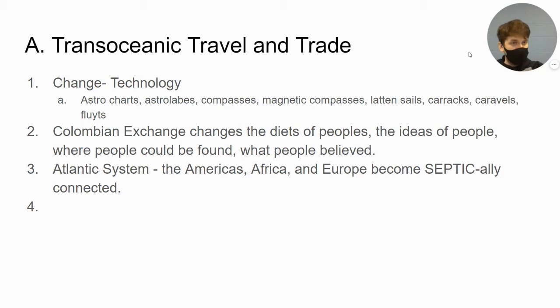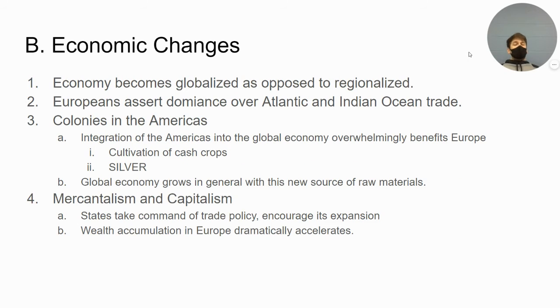To go more specific on economic changes, a big result of these technological changes is that the economy finally becomes globalized as opposed to regionalized. And we could say that it's not just Afro-Eurasian and American economic systems. You also have the Europeans integrating into the Indian Ocean trade through rounding the Cape of Good Hope in Africa, to work with Indian Ocean trade that they historically had not done.